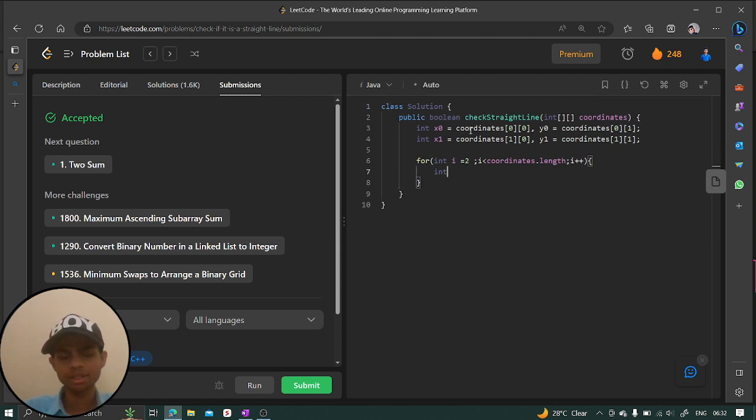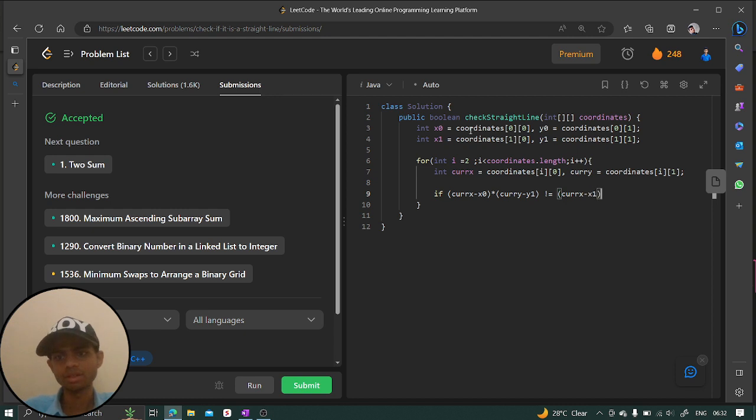Here we get our current x, which is coordinates of i and 0, and current y, which is coordinates of i and 1. Now once we have current x and current y, we calculate that expression: current x minus x0 into current y minus y1. If it is not equal to current x minus x1 into current y minus y0, then we directly return false.